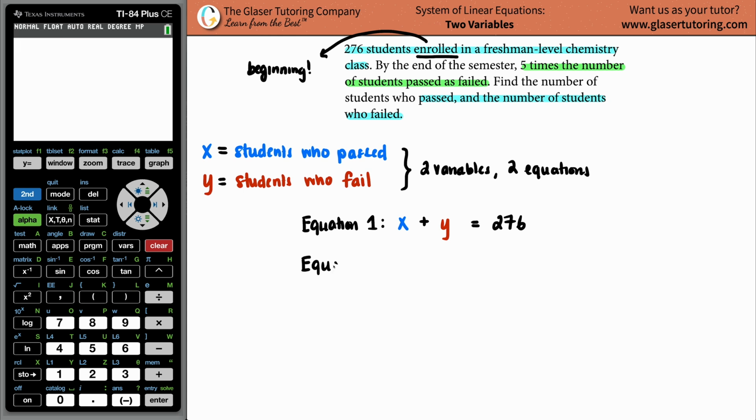Now let's keep reading and let's do equation number 2. Now they said that by the end of the semester, 5 times the number of students passed as failed. Now I'm going to take this as 5 times the amount of students passed then failed. Now if we use that, that means that there was way more people that passed than failed.